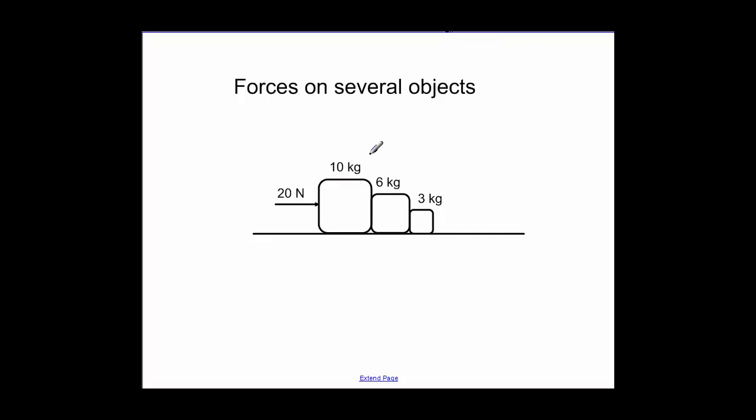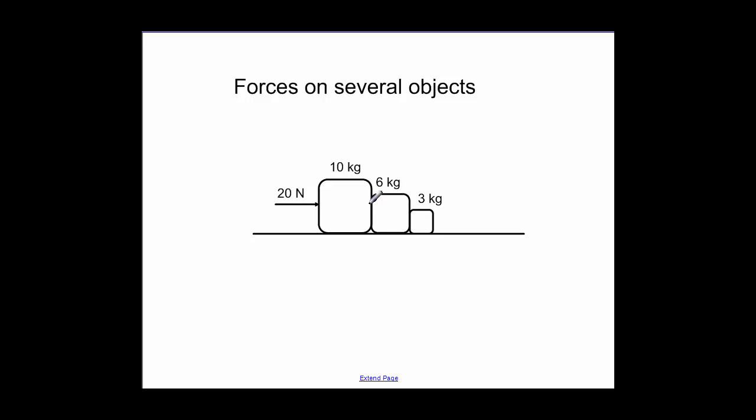Okay, in this video I have three masses, a 10 kilogram, a 6 kilogram, a 3 kilogram object. They're all in contact with one another. A 20 Newton force is being applied. What we want to determine here is what's the acceleration of each block and what would be the force between the 3 and the 6, between the 10 and the 6.